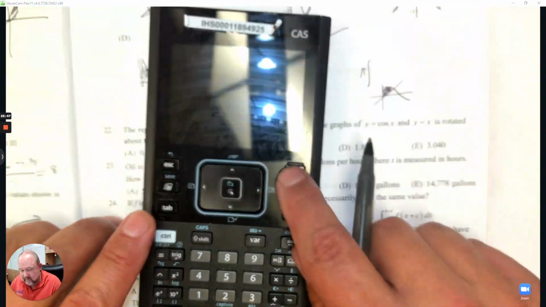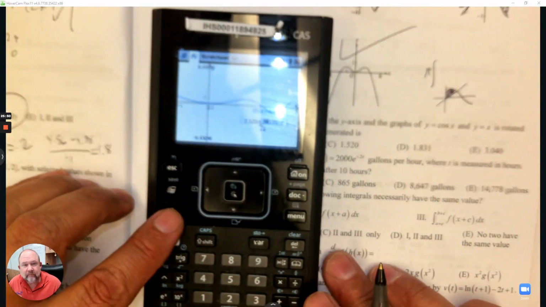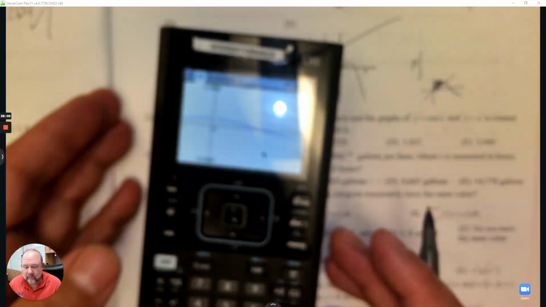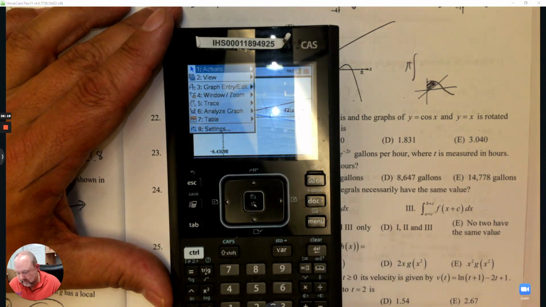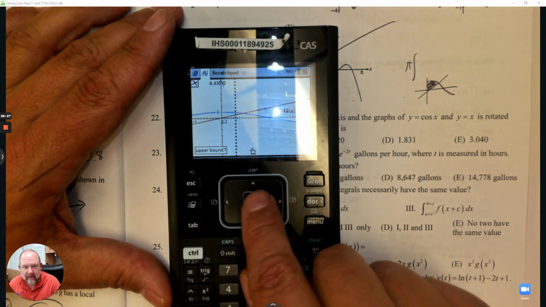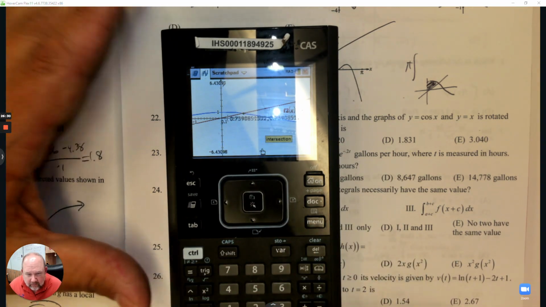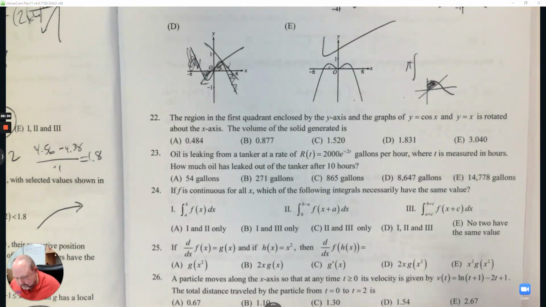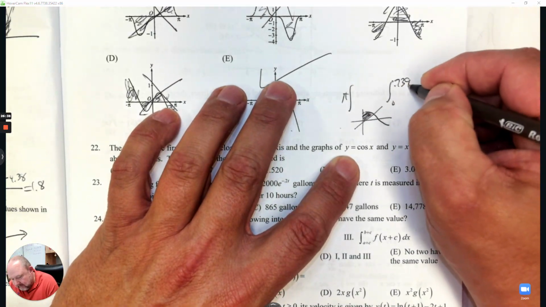So I'm going to type in cosine. I'm going to get rid of this. So cosine x. And the other one is y equals x. And then I just want to know where they cross. So menu, analyze, intersection, number 4. So to the left and then to the right, highlight over it, and that number is 0.739. So it's 0.739. It's pi.